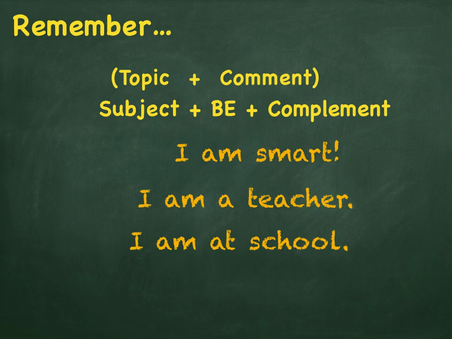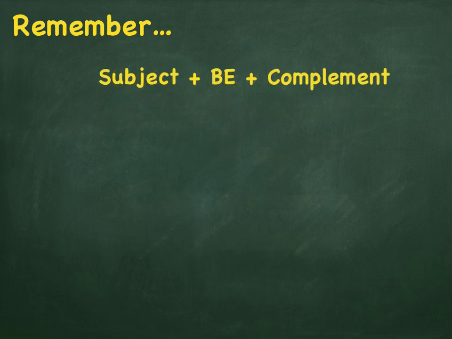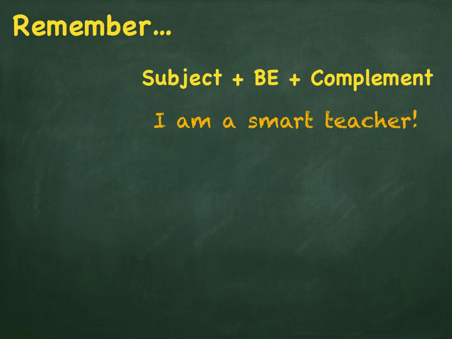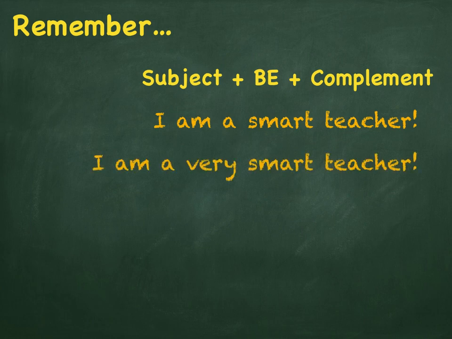These are the simplest forms, but we can have a little more. This is basically the same, but it has a noun phrase, a smart teacher. Here's a longer noun phrase, a very smart teacher. That's an adverb, adjective, and noun. That's the complement.